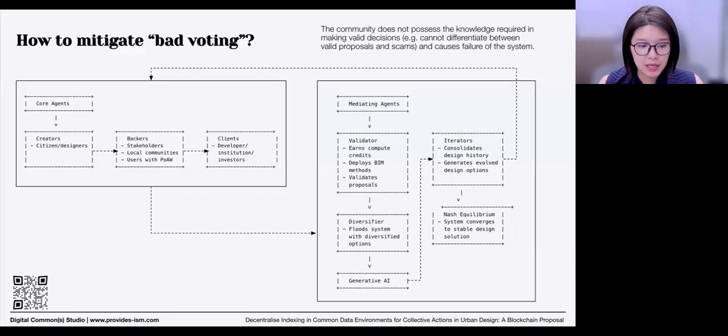Second, iterators. Iterators consolidate all recorded history of the design proposal, including users' votes, expert evaluation, and the BIM simulation, and generate evolved design options to achieve a Nash equilibrium, which is an equilibrium in which no actor has the incentive to deviate from the proposal, which reflects a very mature and collectively agreed upon outcome.